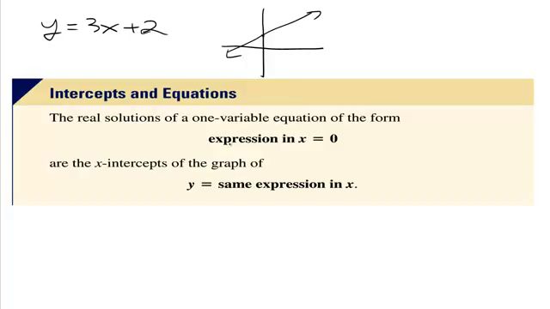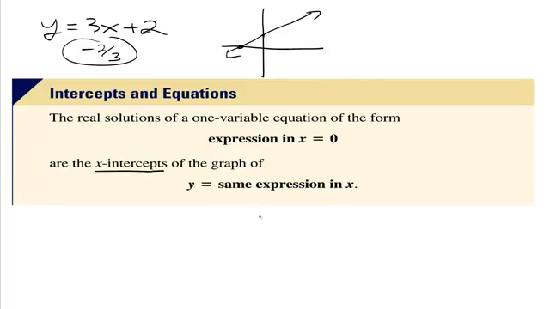The expression in x equal to 0 means looking for this point here. Where does it cross the x-axis? What value of x makes this thing equal to 0? You could try and find it on the graph, but it's much easier to just solve for it algebraically, and you get negative 2/3. They're just saying that these solutions are the same thing as x-intercepts.